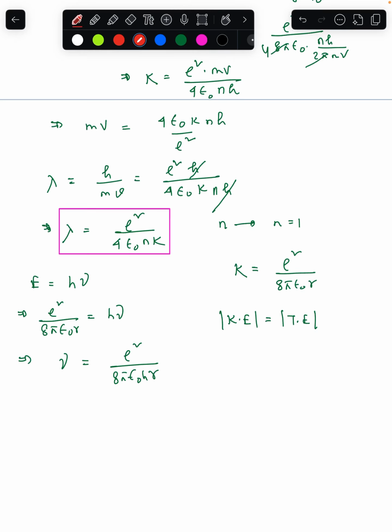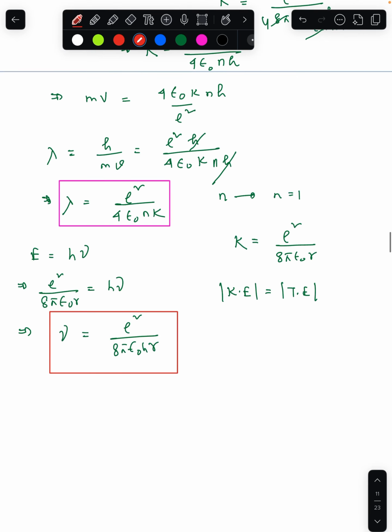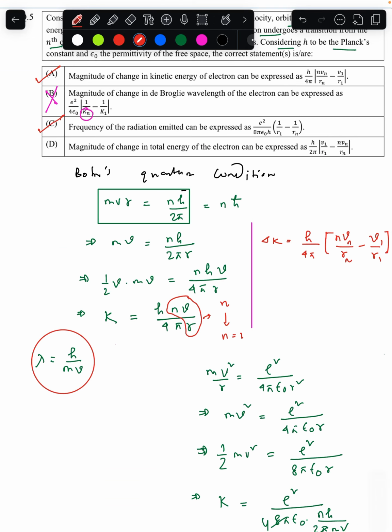This is going to be the equation for the frequency. Since it is taking place between two levels, we can directly write this as the difference in energy: E square by 8 pi epsilon naught into h, 1 by Rn minus 1 by R1. So as per this, option C is also coming correct. Option C is coming correct.